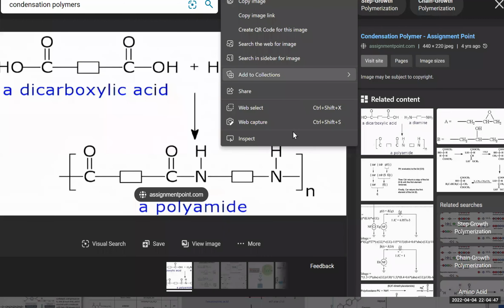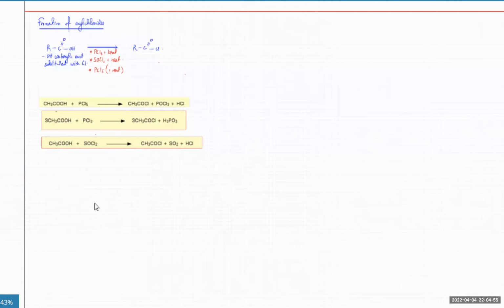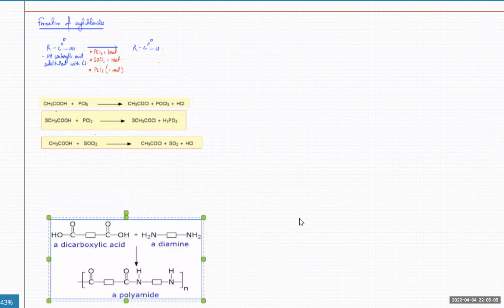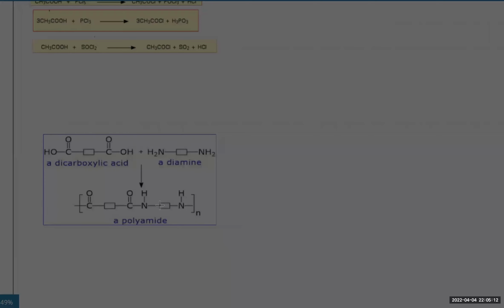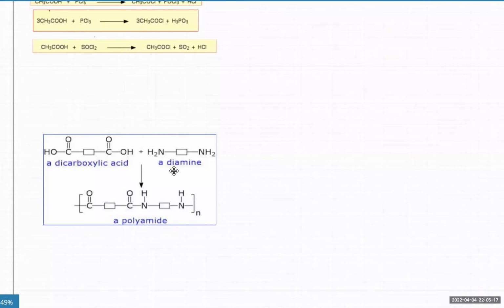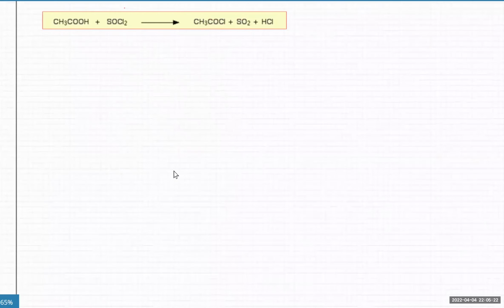This is one example of a polyamide. This is how polyamides are formed. What basically happens is you have a molecule, and that molecule is a dicarboxylic acid. And this one is actually incorrect. Let me correct this. I'll quickly explain condensation.